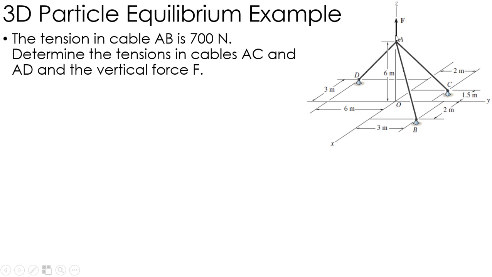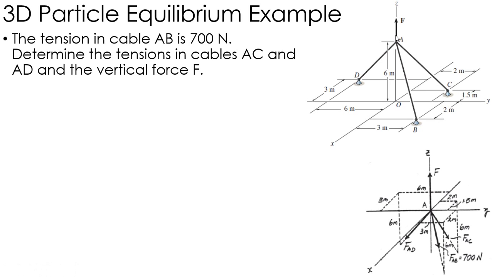Okay, so as with all equilibrium problems, we start with the free body diagram, which is a pretty simple diagram. I have F acting straight up. I have 700 newtons acting from A to B, and then I have an unknown force A to C and an unknown force A to D. So there's my free body diagram.